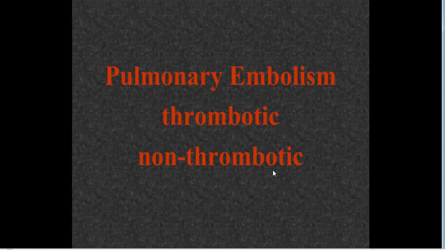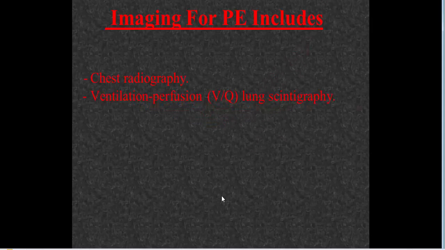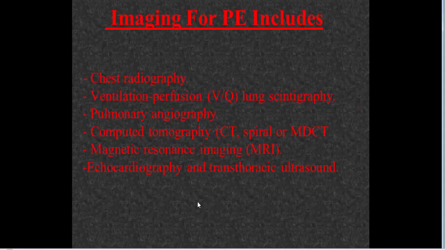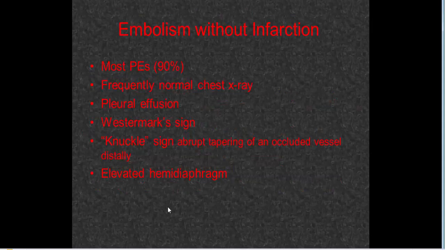Pulmonary embolism is either thrombotic or non-thrombotic, such as blood component. Imaging for pulmonary embolism includes chest radiograph, ventilation perfusion scintigraphy, pulmonary angiography, computed CT, either spiral or multi-detector, MRI, echocardiography, and transthoracic ultrasound. We also search for thrombosis, DVT, and causes of pulmonary embolism, like duplex ultrasound of the lower limb. Embolism may be with infarction or without infarction.